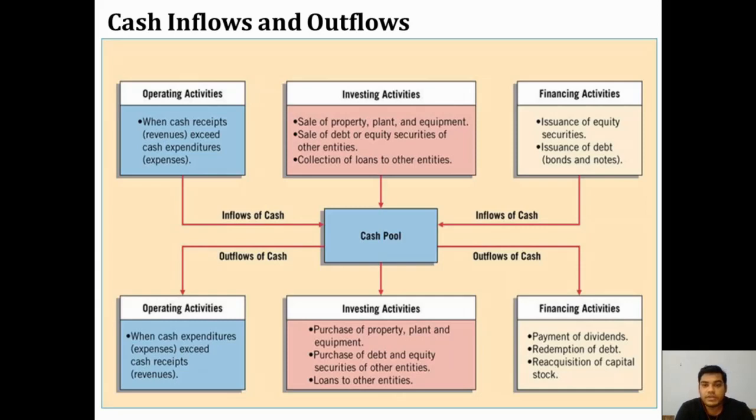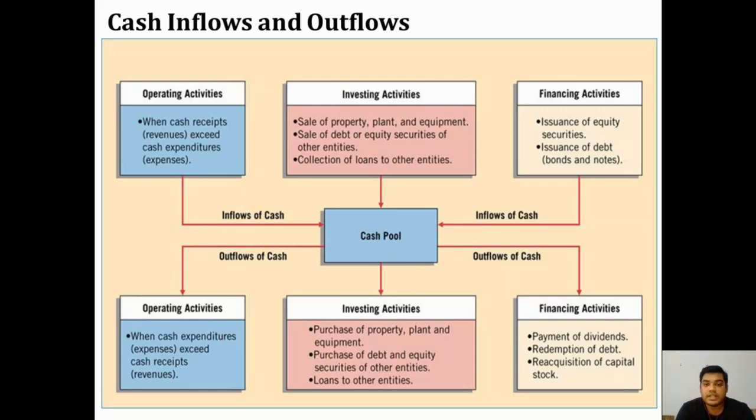When it comes to investing activities, an inflow happens when there is a sale of property, plant and equipment, or a sale of debt or equity securities of other entities. Let me make it clear, debt or equity securities of other entities. Here if our company is XYZ company and we have an investment in ABC company, and we are speaking about selling of debt or equity securities of the ABC company, not of our own company. That is what investing activities means.